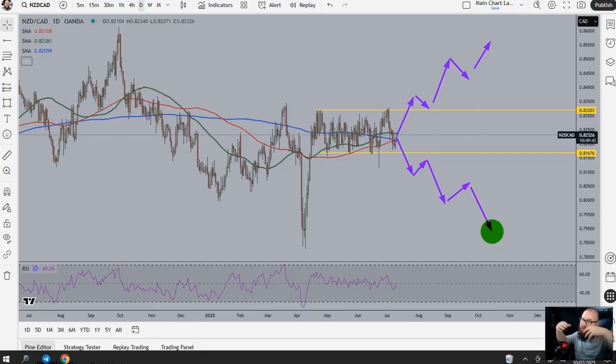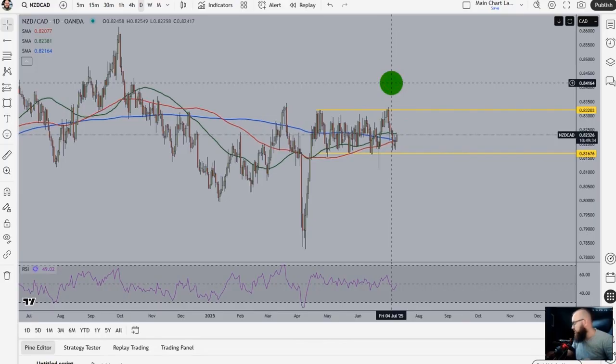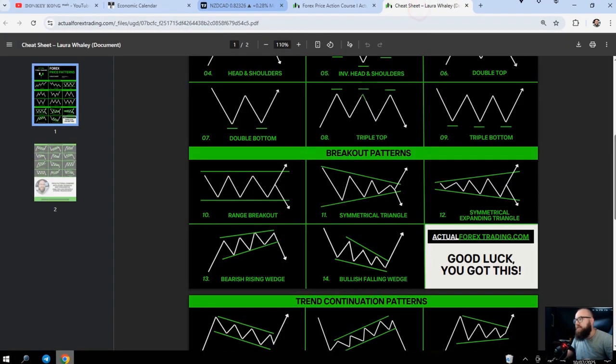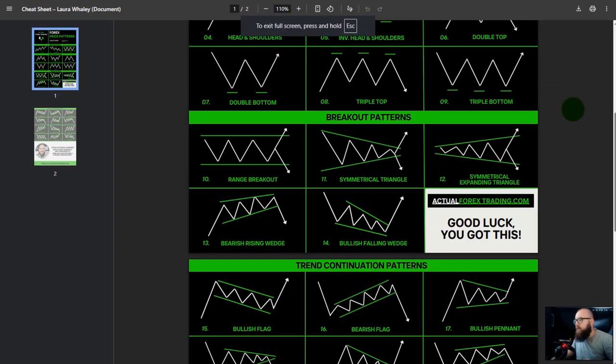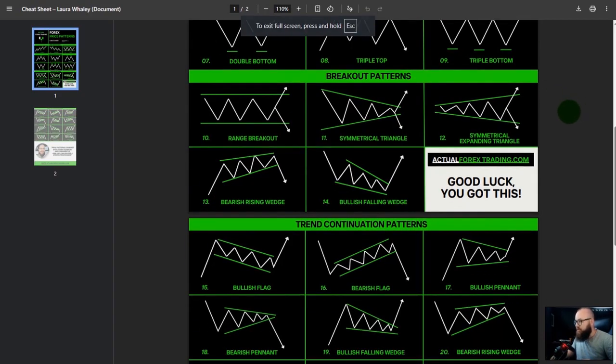Where price is consolidating, it will eventually move above the consolidation or below. You may then see a trend in that direction. So let's have a look at the cheat sheet again. And let's have a look at some of these consolidations. Okay, so you have a symmetrical triangle, number 11.